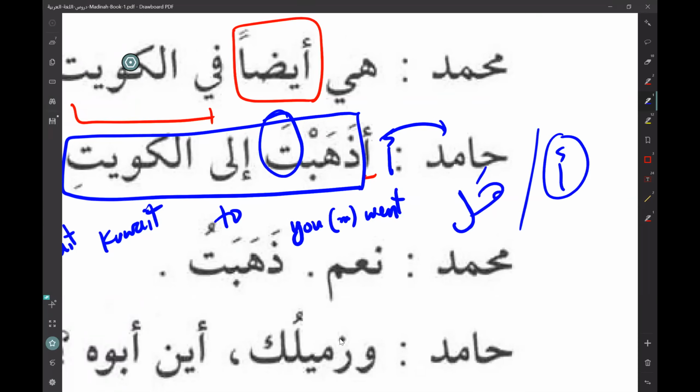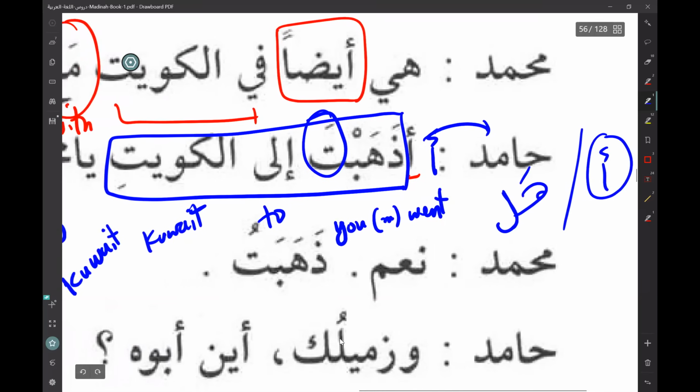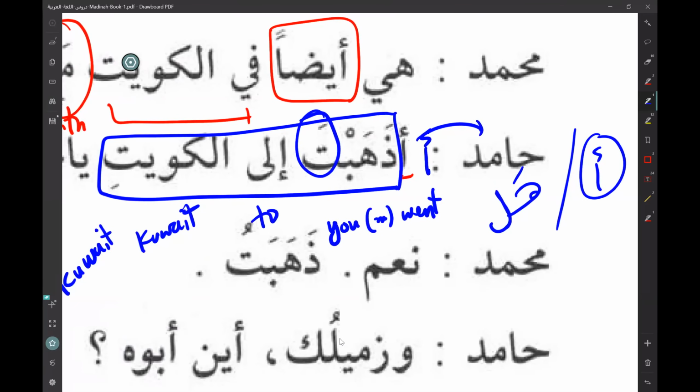But now, if you want to ask another question, like when did you go, you can use mata. You can ask other questions. Mata dhahabta ila Kuwait? When did you go to Kuwait, right? But I don't think we've done those things here. Here it's just asking a simple yes or no question: did you go to Kuwait?